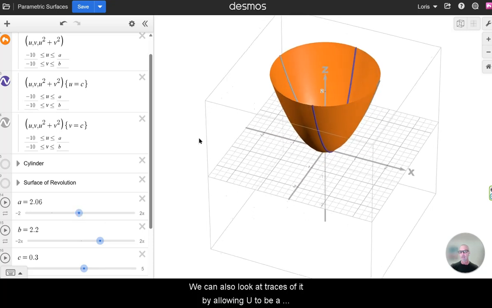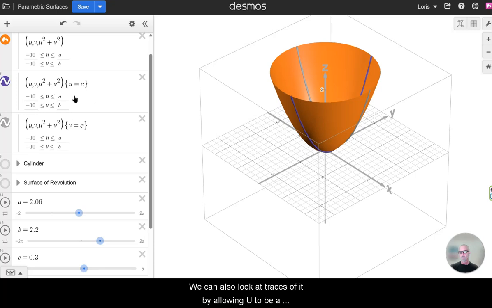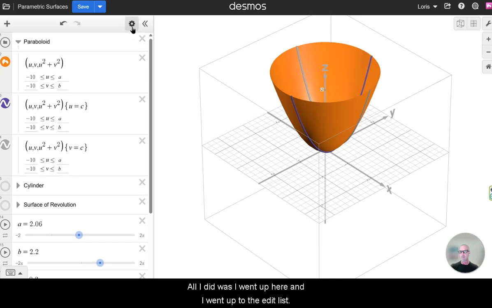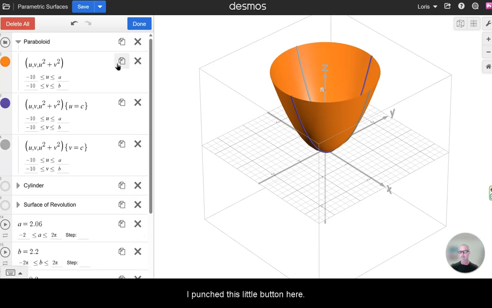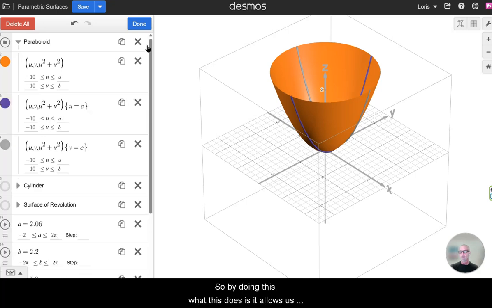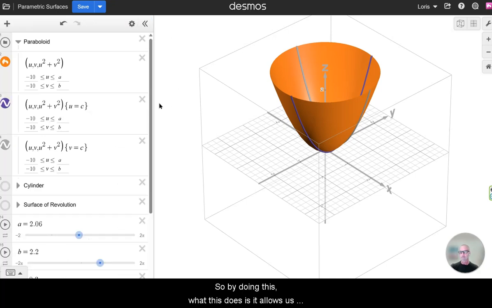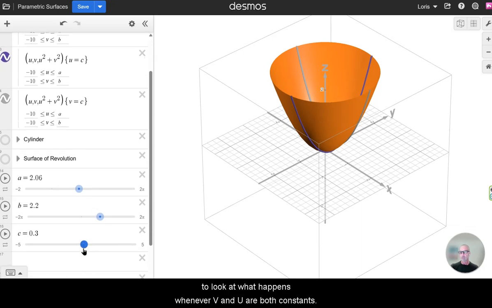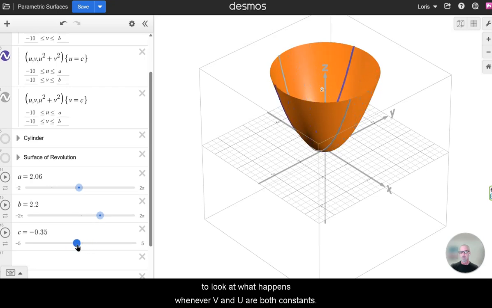We can also look at traces of it by allowing u to be a constant and v to be a constant. Notice what I did here. All I did was I went up to the edit list. I punched this little button here, and what it does is it automatically copies that. You don't have to rewrite all this. And then I put in my little brackets right here to create this, and then I copied that to create v equals a constant. By doing this, it allows us to look at what happens whenever v and u are both constants.